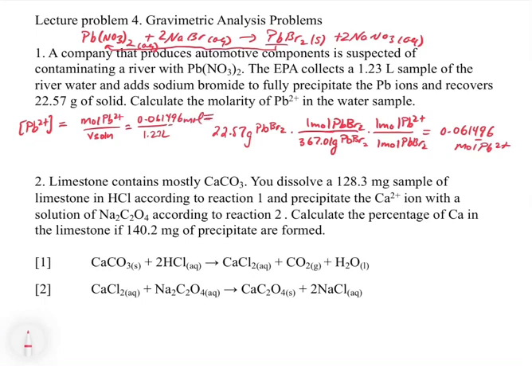And when we divide 0.061496 by 1.23, we get a concentration of lead 2+ that's equal to 0.0500 molar. So that's how we work that problem. Okay, so let's take a look at the second problem. This one's a little bit more challenging.